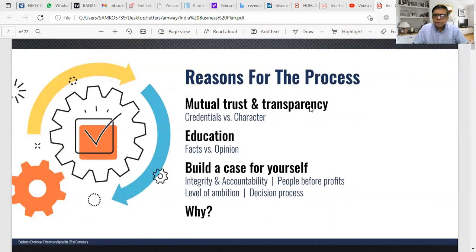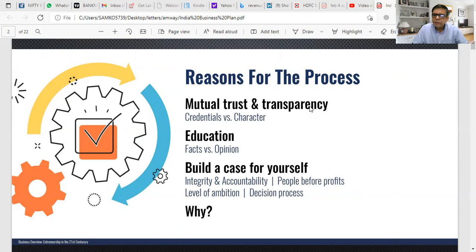Now, before I explain the concept, we have a simple process. The reason for that is we want to identify serious people so that we don't waste each other's time. There are four reasons why we go through a short process. First is, of course, we want to establish mutual trust and transparency. That means I want to be sure and you want to be sure that we are dealing with the right person, because I have been in the business for a while and I've seen success.